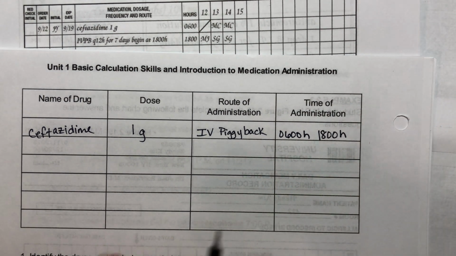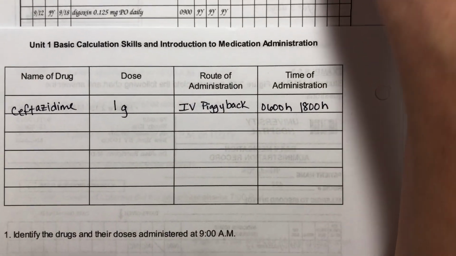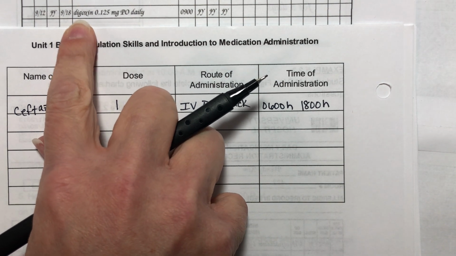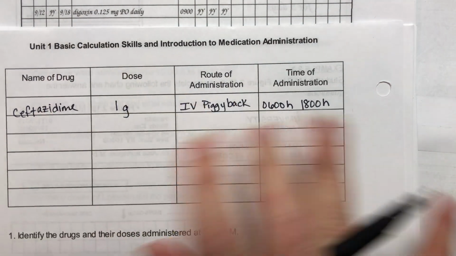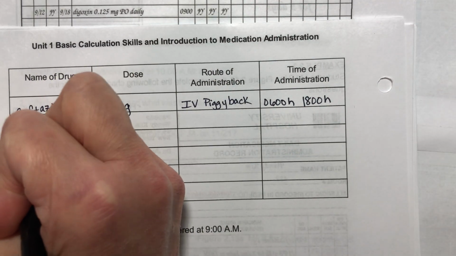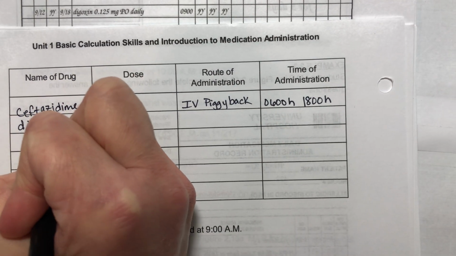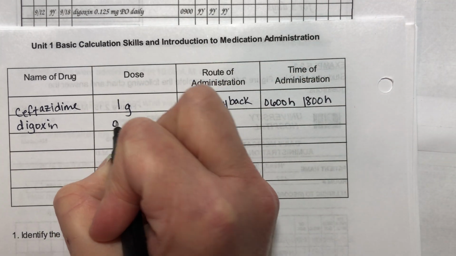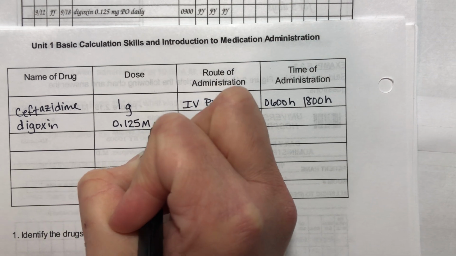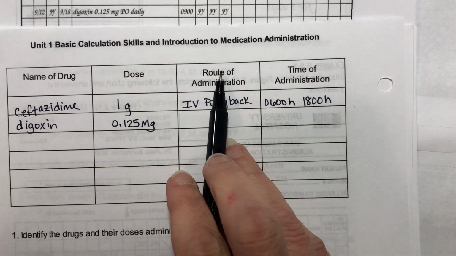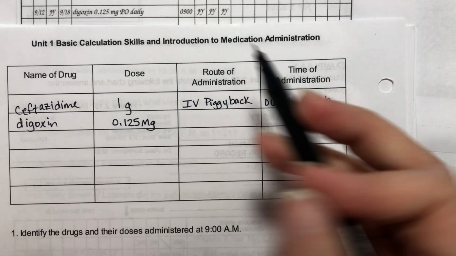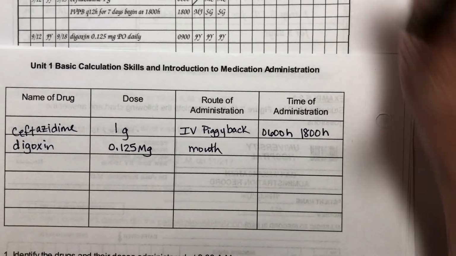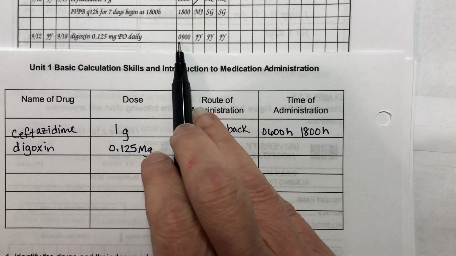Now for the next drug, Digoxin. You know, I'm math, I'm not medical, so these drug names are tricky for me. The dosage is 0.125 milligrams. The route of administration says PO, and PO means by mouth. And then when is it supposed to be given? 0900 hours.